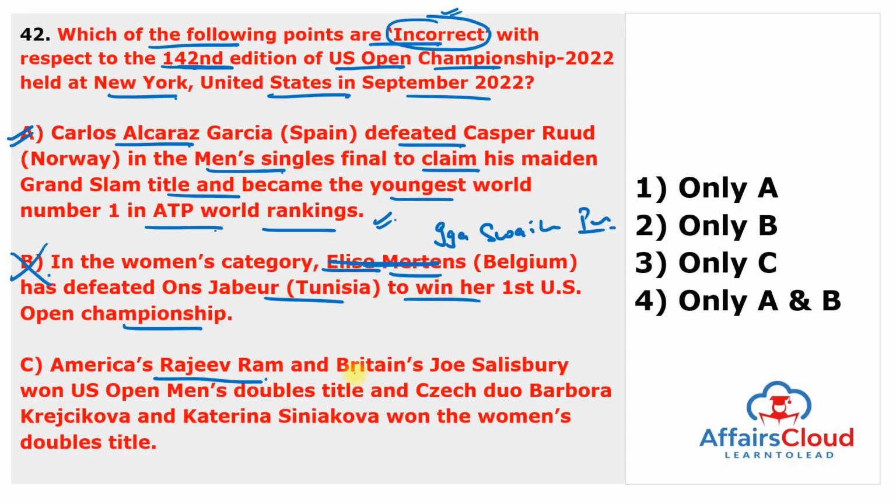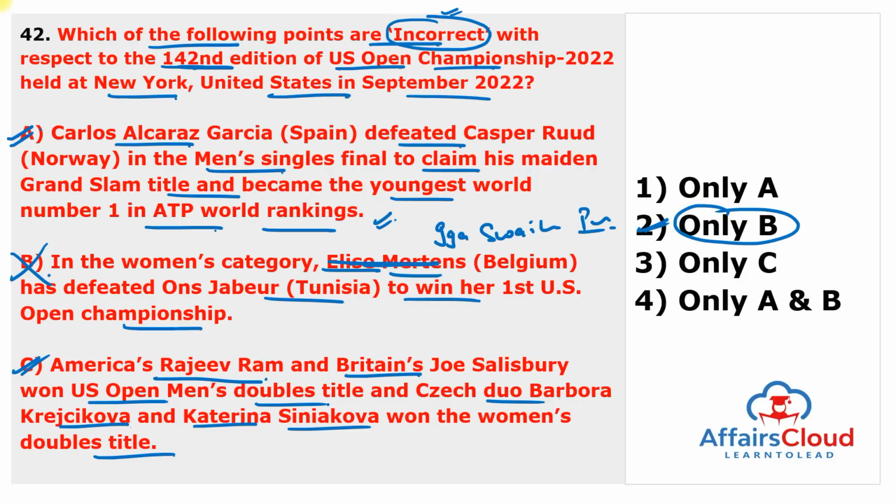America's Rajiv Ram and Britain's Joe Salisbury won the US Open men's double title, and Czech duo Barbora Krejcikova and Katrina Siniakova won the women's double title. Just read this because double tournaments are not asked in the exam. So that's why it is not so much important. So C statement is also true. It means only incorrect statement is only B. So answer of this question is second.